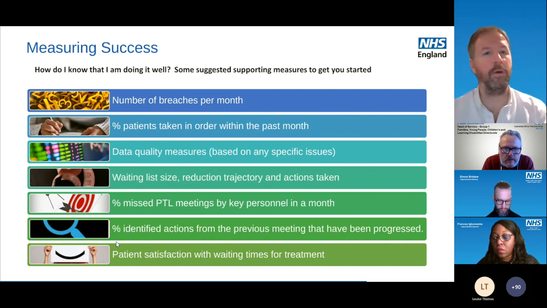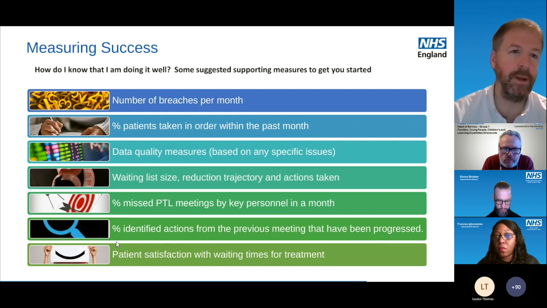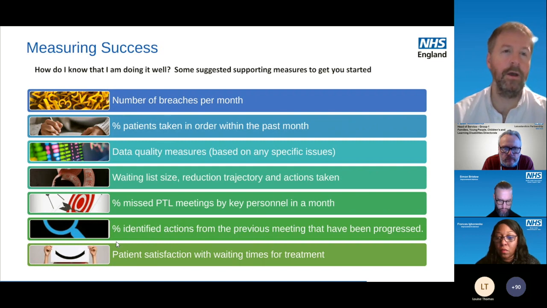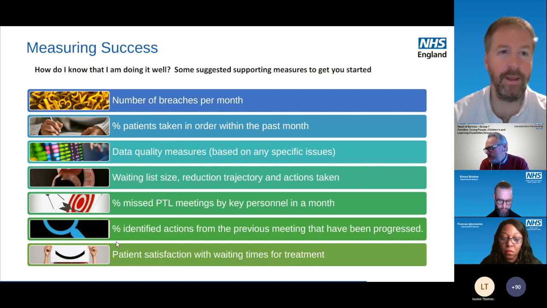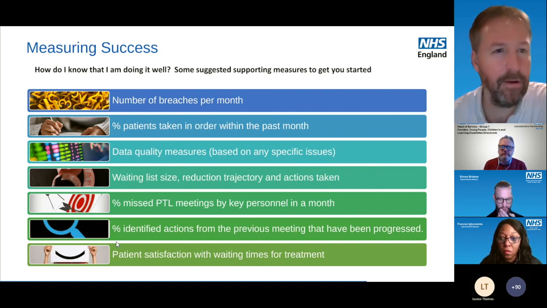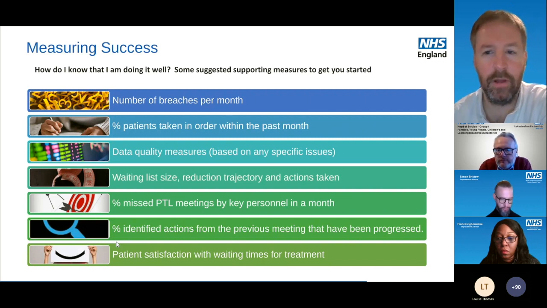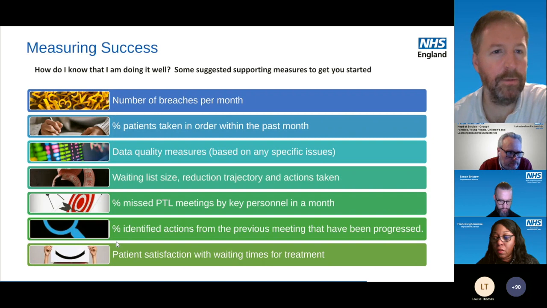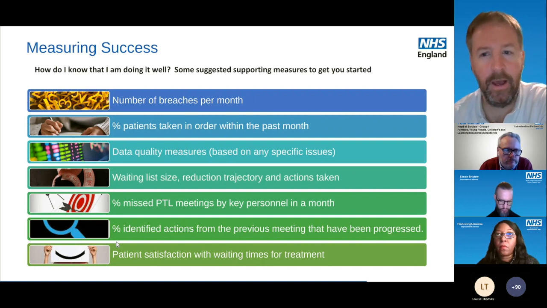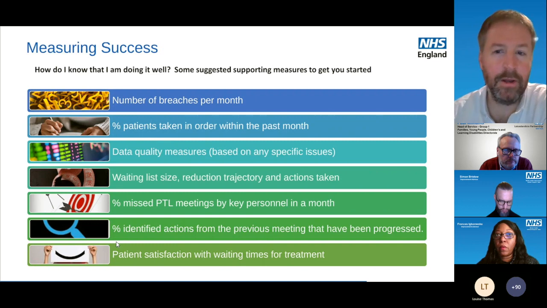But in terms of process as well, you could be looking at making sure that for your PTL to work, the right people need to be at the meeting to take the actions to actually get things done. So auditing, keeping an attendance list for each meeting and auditing that, and making sure you don't get any repeat offenders in terms of DNAing their own meeting, can be a really powerful tool to make sure that the process works properly. Proportion of actions that actually get carried out on time. Each action needs to have an owner and a date. Was that achieved?